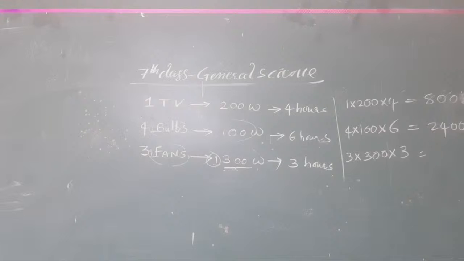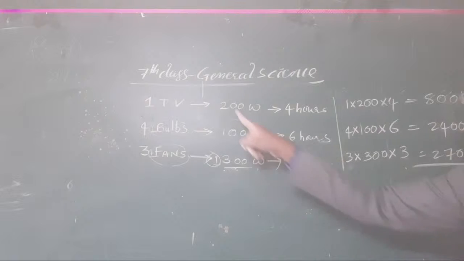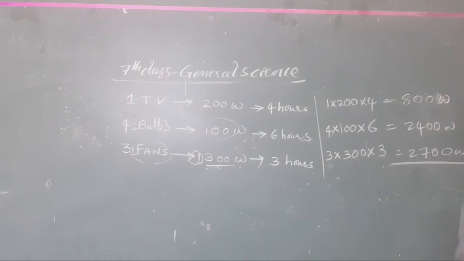And here, what is it? 3 into 3 into the 3 hours, and 3 consumers are there. Now what does it become? 3 into 3 is 900, it is 2700 watts. Totally, how many watts for this particular purpose? This much watt here.